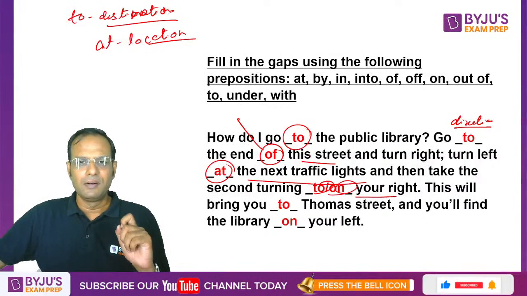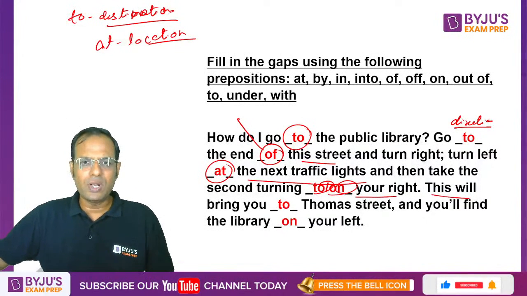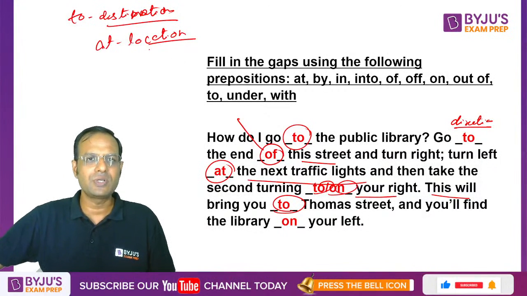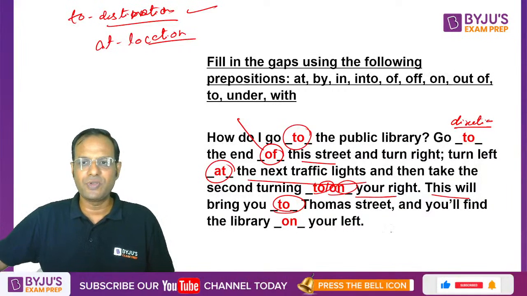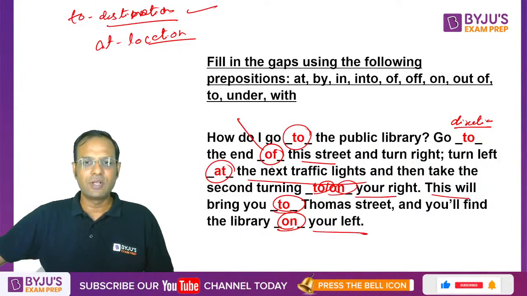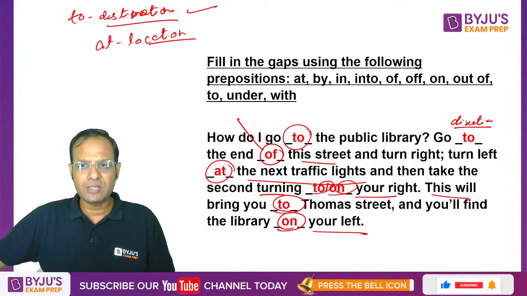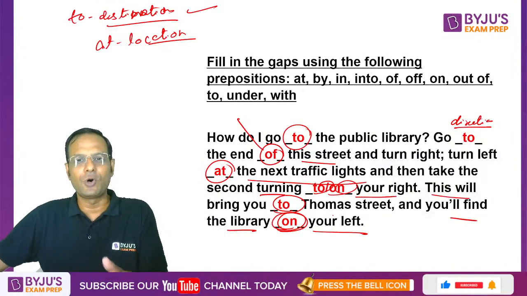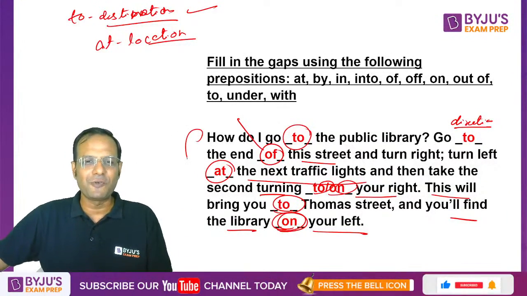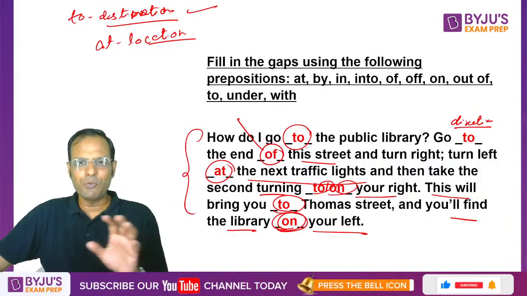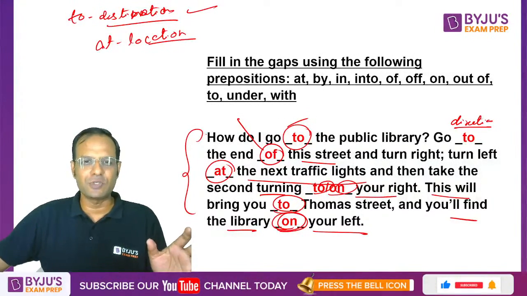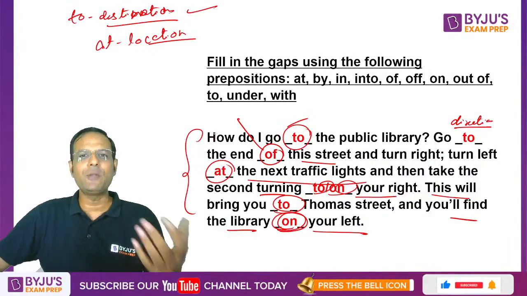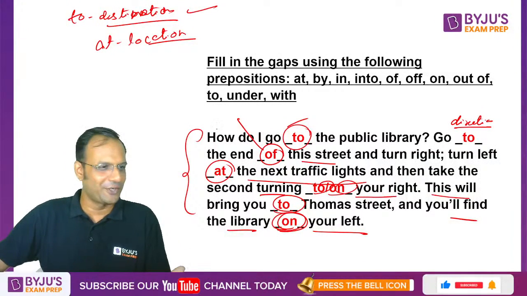Okay, all right. This will bring you to Thomas Street. Again, you are talking about destination, Thomas Street, and you will find your library on your left. So you turn to your right and you find something on your left or right. So these were the answers for the very first question. I hope you liked these small changes. It was a very funny exercise just to help you get warmed up to the session today.